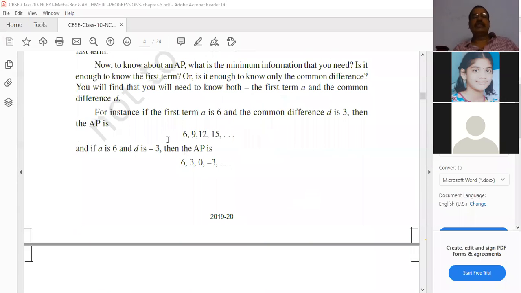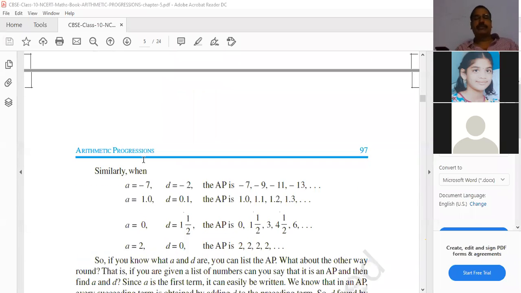Now you see here, the first term is 6. The common difference is 9 minus 6, which is 3. So A is 6, common difference is 3. And in this series, A is 6 and the common difference is 3 minus 6, which means minus 3. That's why in decreasing order you will get a negative common difference. Simple point.